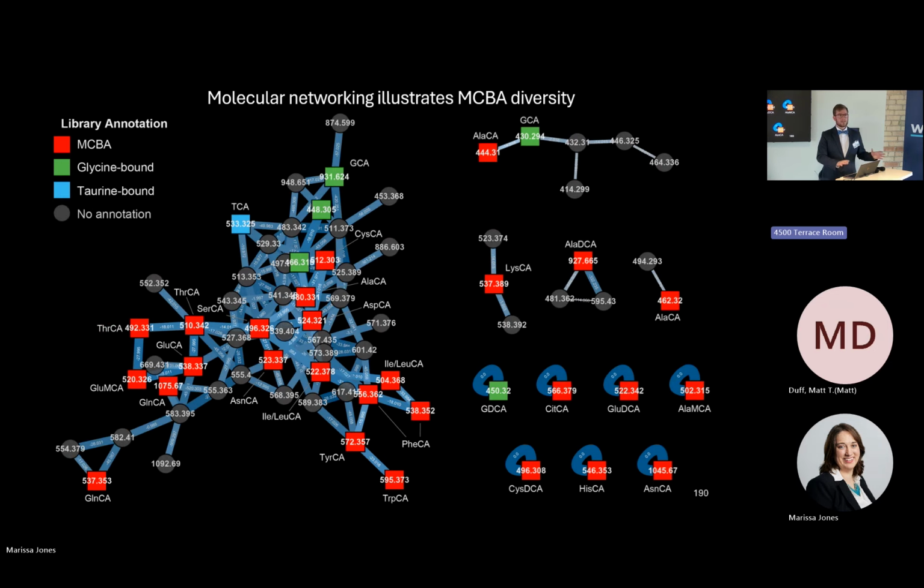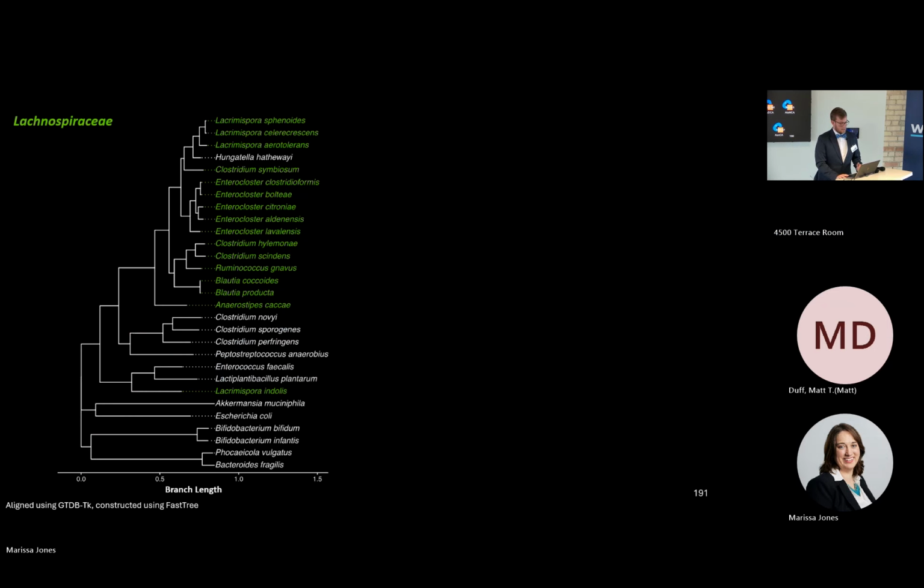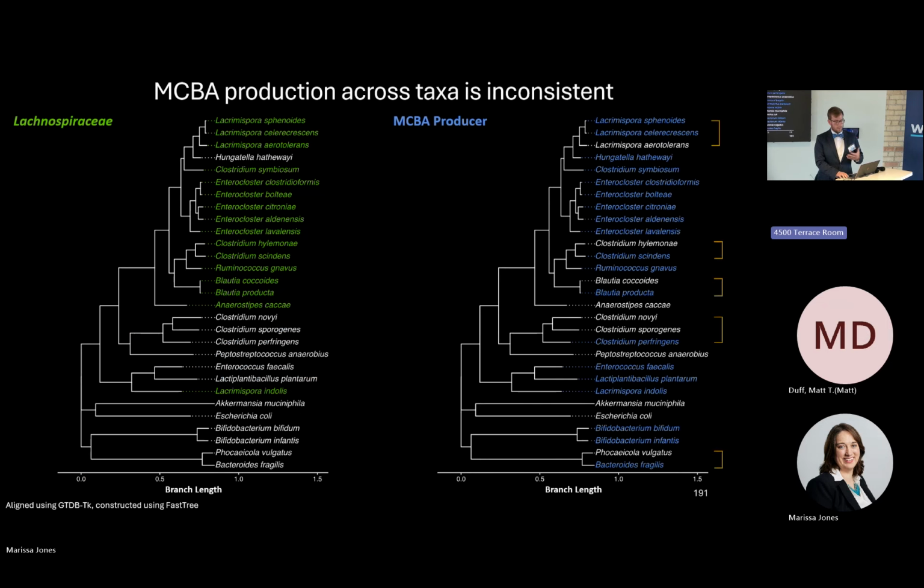But even taking this one step further and including all of the different metabolites that were somewhat spectrally similar, we can see that there is a somewhat overwhelming diversity of bile acids and conjugated bile acids that we still don't know a lot about. Now, taking this back to that initial phylogenetic tree and looking at the Lachnospiraceae, I found that when mapping MCBA production against this tree, overall production was somewhat inconsistent across taxa.